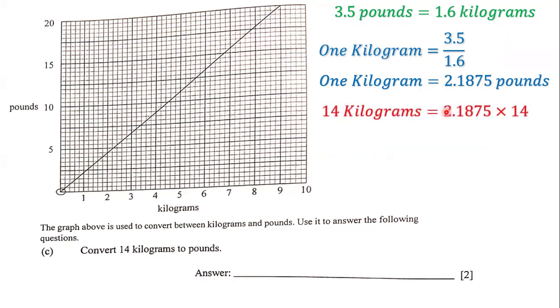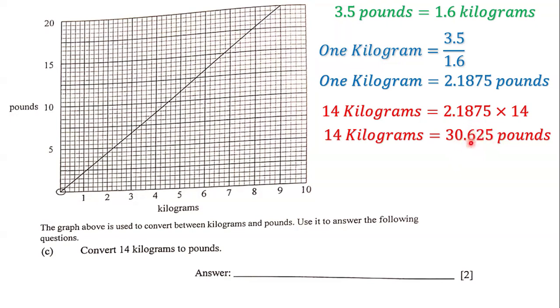Well, we just have to multiply by 14. And so we have 14 kilograms, which equals 2.1875 times 14, which gives us 30.625 pounds. So 14 kilograms equals 30.625 pounds. Now I want to express this answer as a whole number. I should say that better. I want to express this answer correct to the nearest whole number. And so basically I want to round this to the nearest whole number.